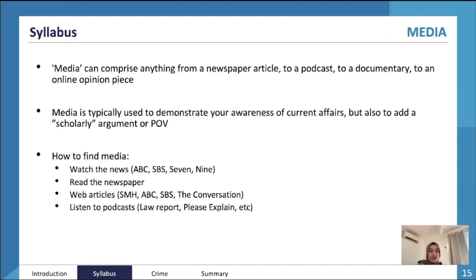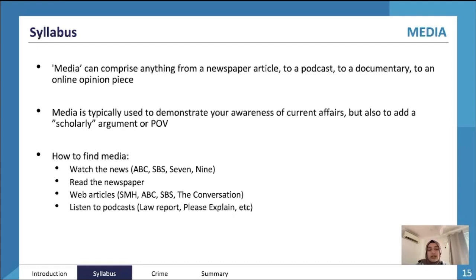Media. So media can comprise anything from a newspaper article to a podcast to a documentary to an online opinion piece. The main one that I used is the newspaper articles. So you could say the Sydney Morning Herald, and then you could quote the title of the piece or a specific quote from the article. But again, all of those apply.